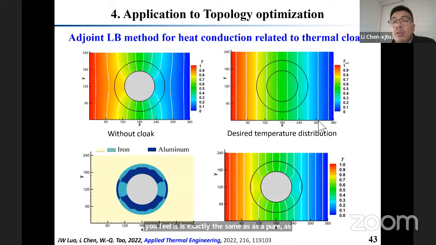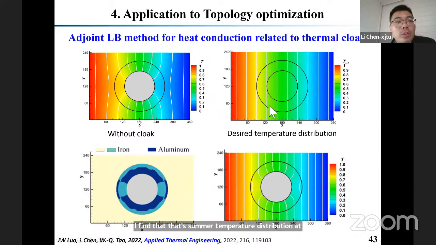Okay, so you can find that the temperature here is the same as this picture. This picture actually is a pure material. That means the thermal conductivity in the entire domain is the same. So the temperature decreases linearly from the left to the right. Here you can find the thermal cloak design, and the temperature distribution at the bottom and at the top is the same as this one.